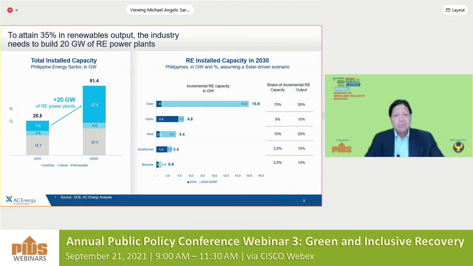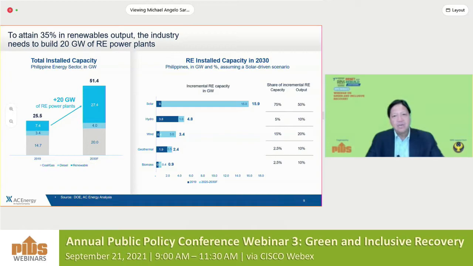Of course, it's going to have to be a portfolio. Hydro, geothermal, and biomass will have a role to play. But the reality is it's likely going to be a solar-driven scale-up supported by wind and other sources as well. And because of the lower capacity factor of solar, the typical capacity factor is in the 16 to 18% in this part of the world at least, then you really need to build up a lot of megawatts to make up for that low capacity factor.